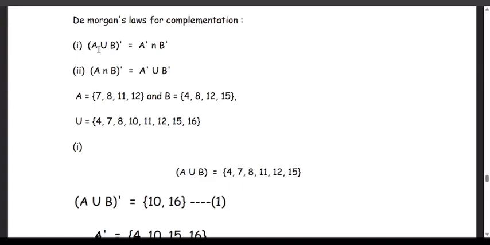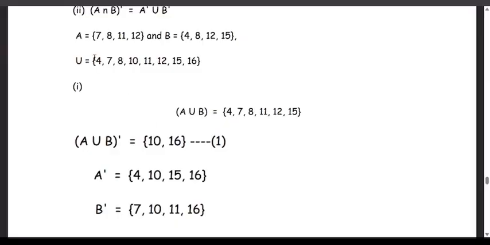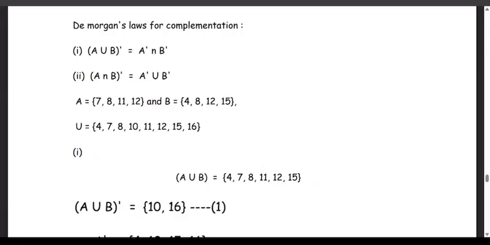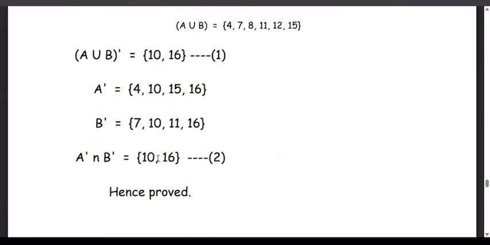So if this one is for this side, we also want to investigate for this side. Number one, we want to investigate the complement. The A complement is going to be what are the elements in the universal set that are not in A. It's 4, 10, 15, 16. What are the elements in the universal set that are not in B? Okay, 7, 10. Now, this is the complement of A and the complement of B. Then what is the next thing I'm going to do? I need to find the intersection between them. The intersection between them, I got 10 and 16. You can see they are equal. So which means De Morgan's theorem is already proved.